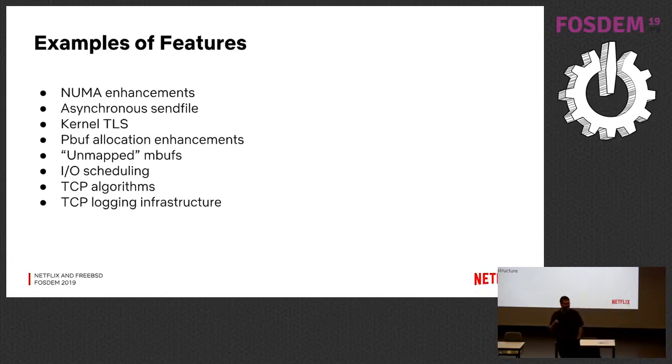Unmapped mbufs, again, it was about taking bottlenecks out of the system. Someone on my team managed to find a way that we could take the same amount of data, and instead of representing it in, I think it's like 64 network buffers, we can now represent it in one network buffer.